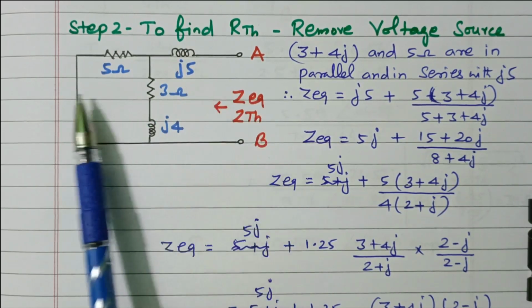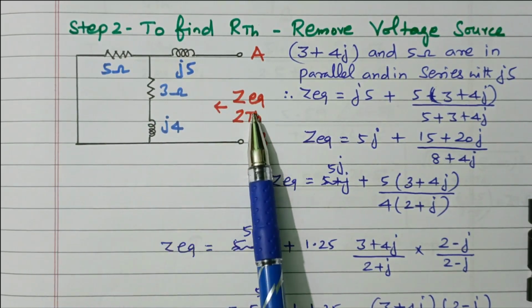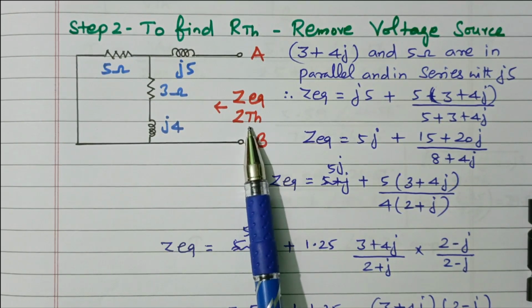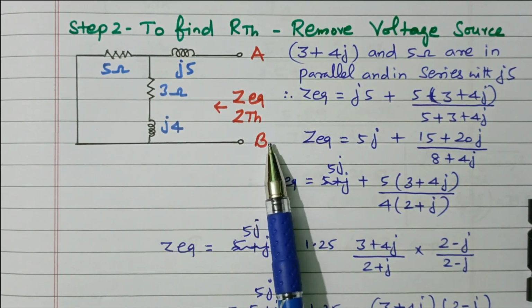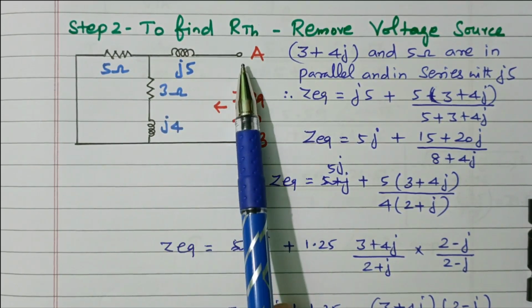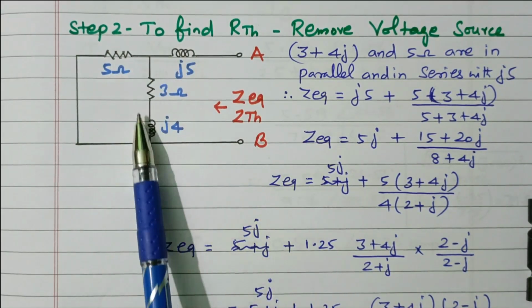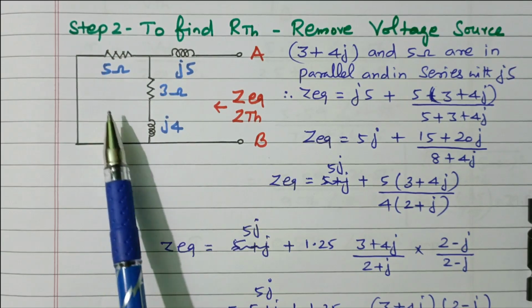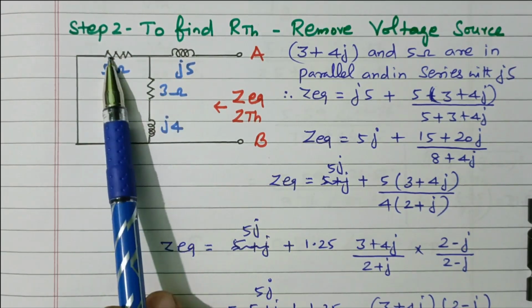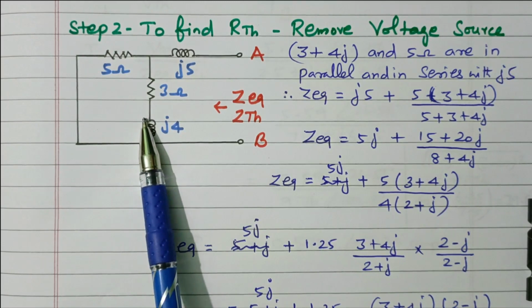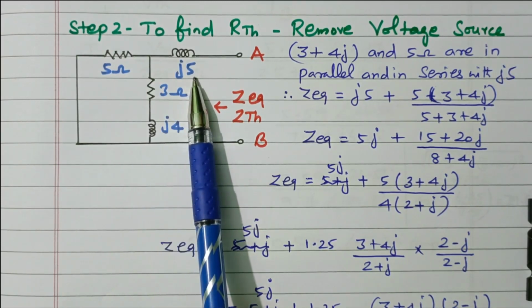We have to refer from this side, not from this side. So Z equivalent, or Z Thevenin, or Z AB is nothing but we have to refer from this side. See this, the current is flowing through this inductor. At this point it is diverted. So this 5 ohm and 3 plus J4 ohm are connected in parallel. That is in series with the J5 ohm.